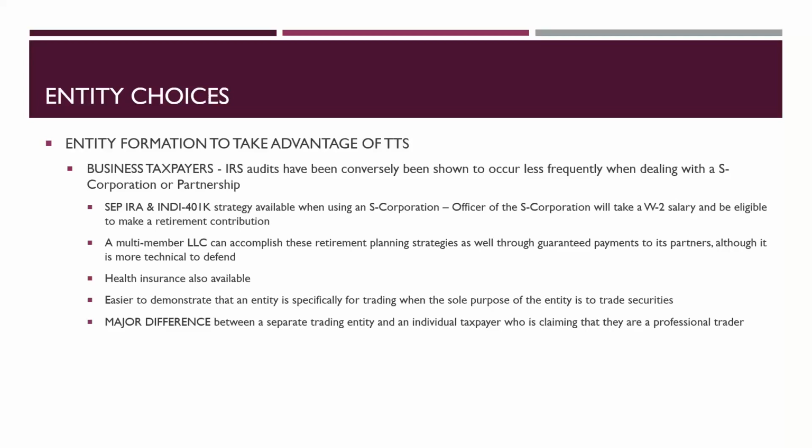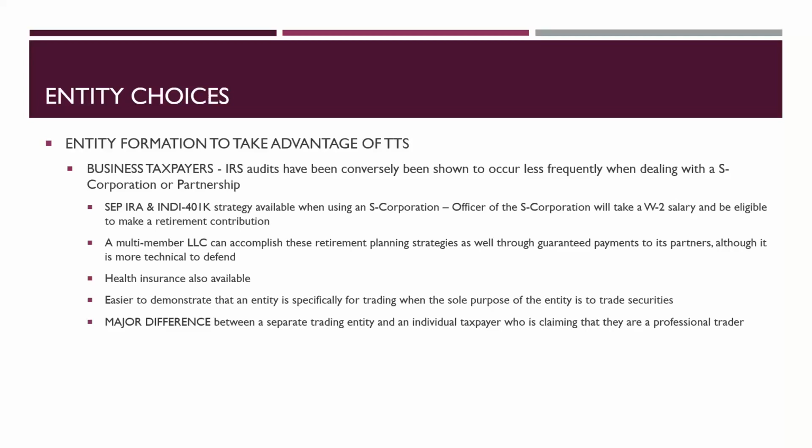Secondly, you can use retirement accounts if you have an S corporation in particular. The way to do this is, if the business is producing cash flow from trading and you have a mark-to-market election, you can pay yourself as an officer of the S corporation a W-2, and you're able to make 401k and SEP contributions as a result.